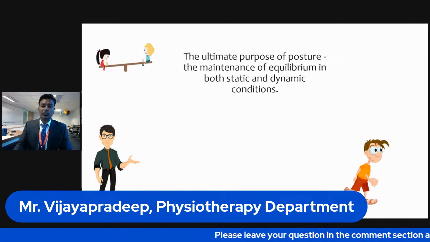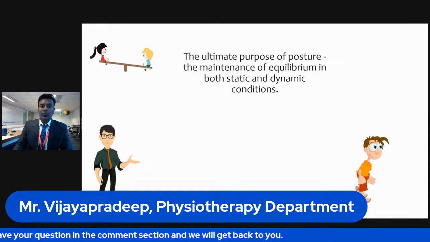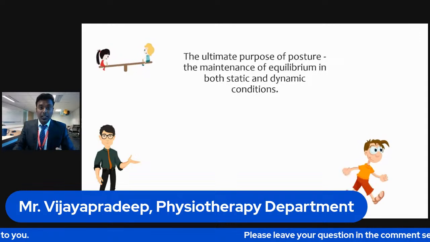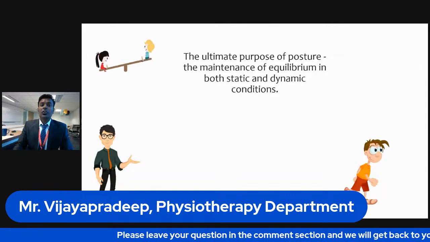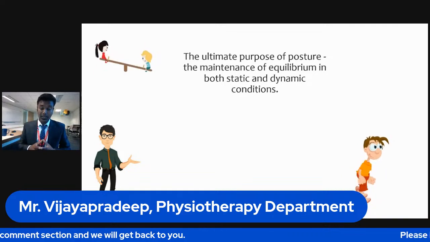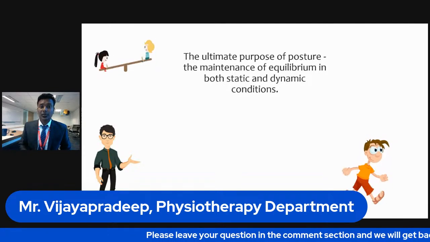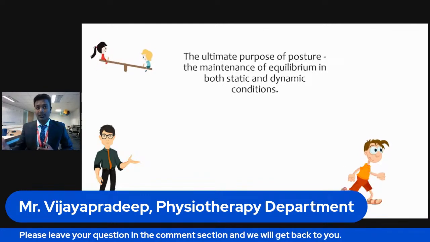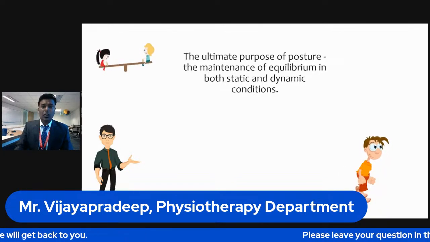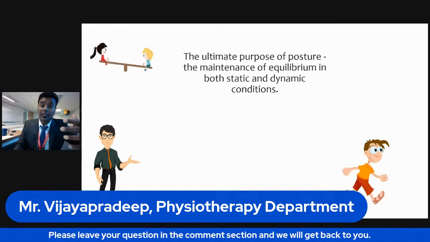We have the ultimate purpose of posture, that is to maintain the equilibrium in both static and dynamic conditions. For example, if you are doing some activity, or if you are not doing any activity and simply staying stable, even then the equilibrium has to be maintained. When you are doing some activity, as long as the center of gravity stays between your base of support, which means the line of gravity of your body stays within the base of support, you will be much stable. Whenever it comes out of the base of support, your body will not be stable, and we can call it an awkward posture. You may not be able to hold that posture for a long while. That makes you more prone to falling.